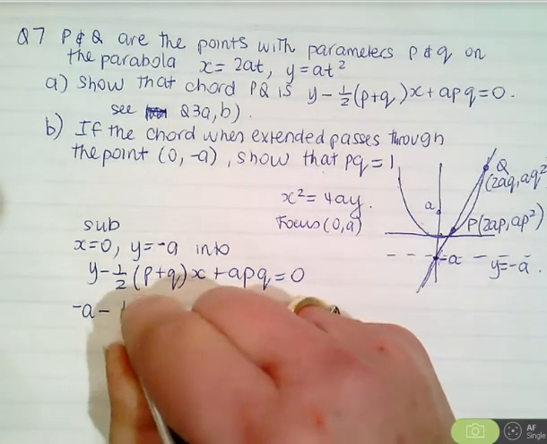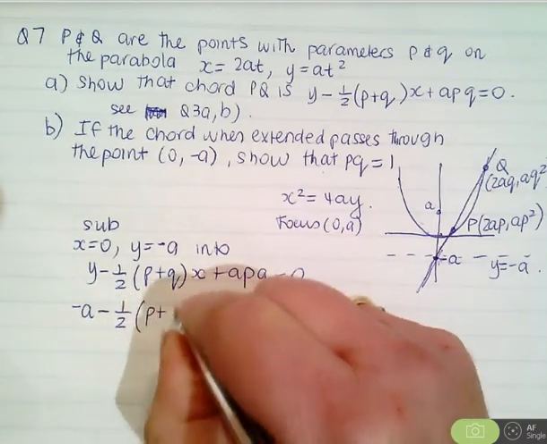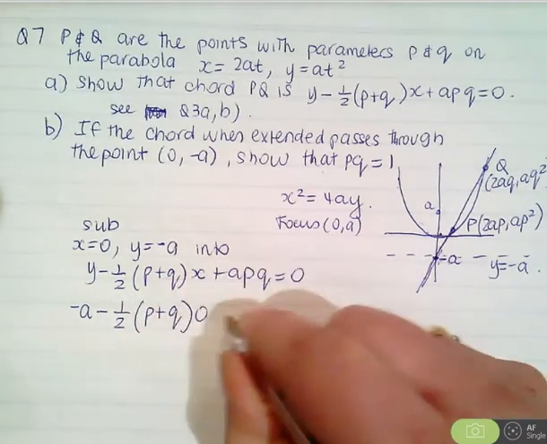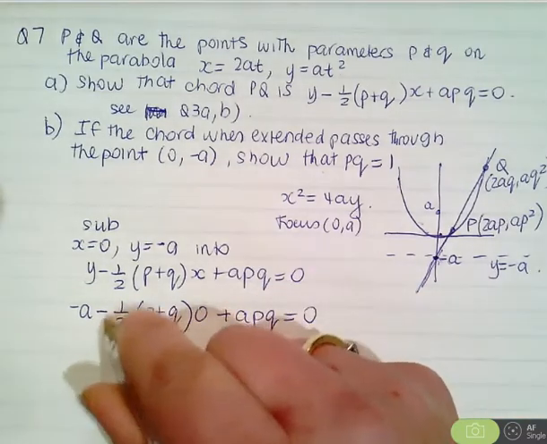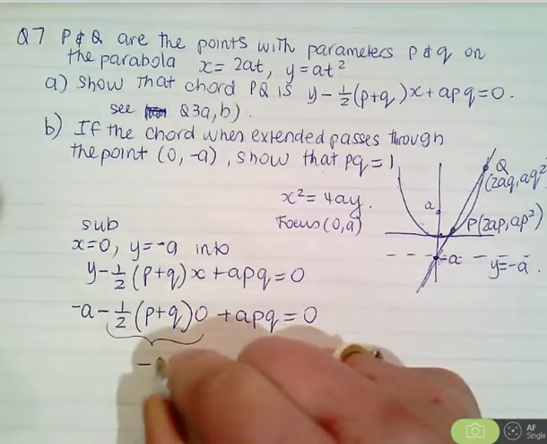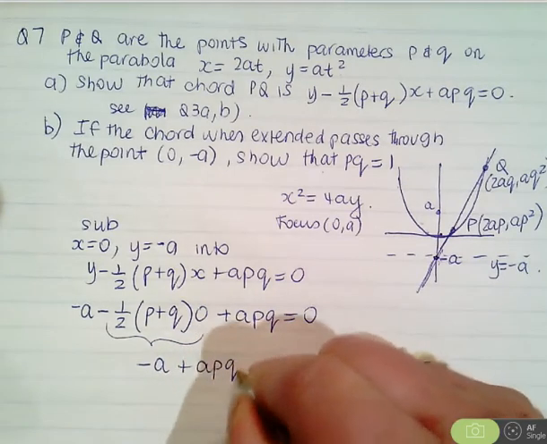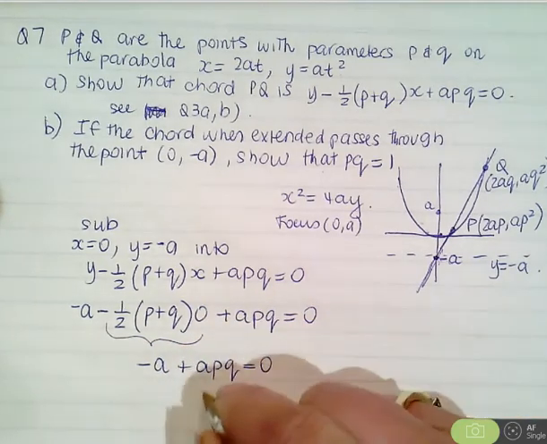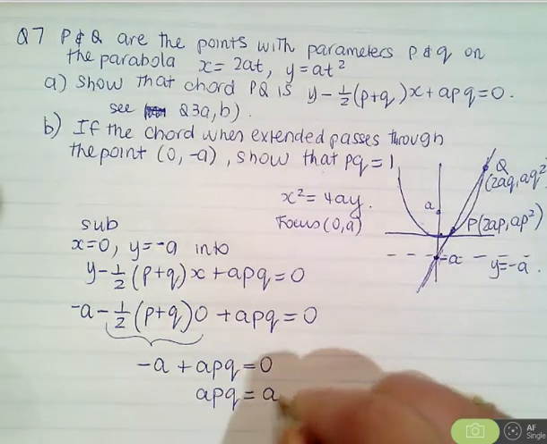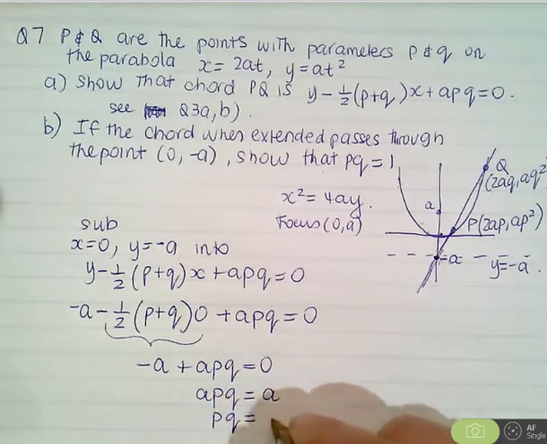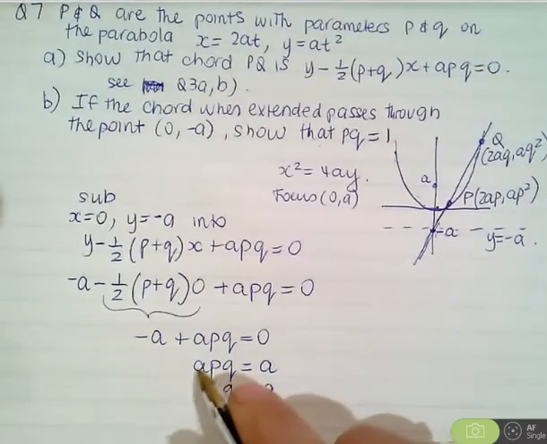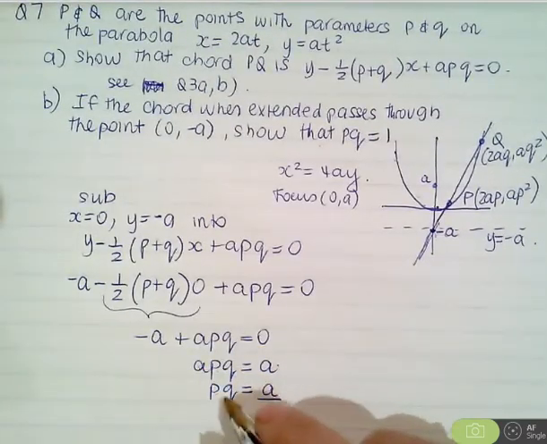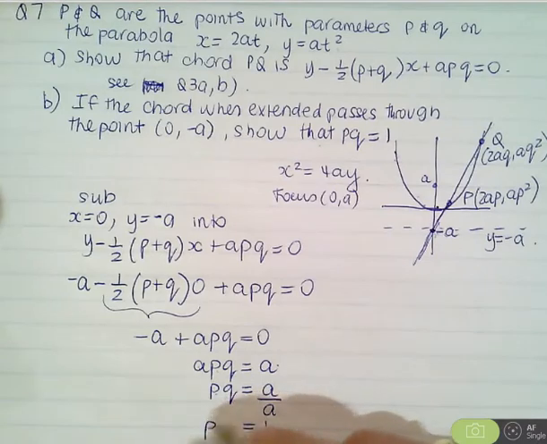So we've got minus a minus a half P plus Q times x is 0, plus APQ is 0. So this all wipes out to 0 and I get negative a plus APQ is 0. Taking that a over the other side, I get that APQ is a. Dividing by a, I get PQ is a on a. In other words, PQ is 1. Okay, so that bit's done.